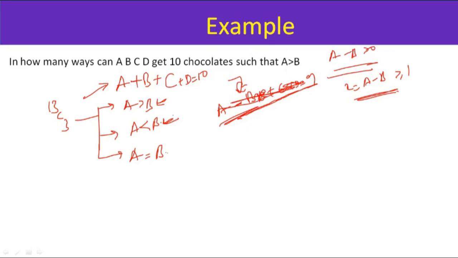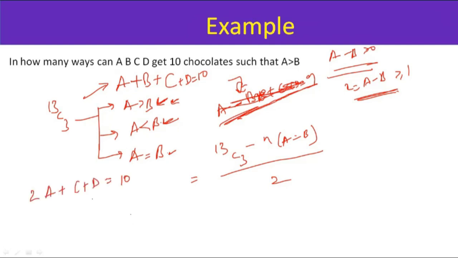Perfect. So because you have to calculate this, can I write that for A greater than B, my answer will be 13C3 minus the number of cases where A is equal to B, and then divided by 2. This becomes my final answer because 13C3 minus the cases where A equals B will give me A greater than B or A less than B. Because I only want one, I'll divide it by 2. So now I only want to figure out the ways where A is equal to B. So when A is equal to B, can I rewrite my equation as 2A plus C plus D is equal to 10? So if this is clear, now can I start?